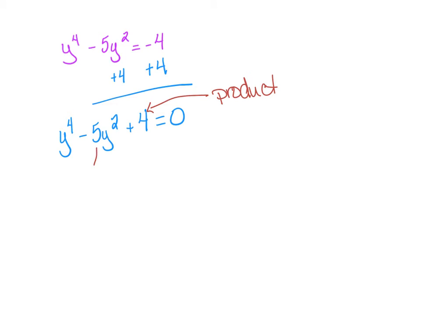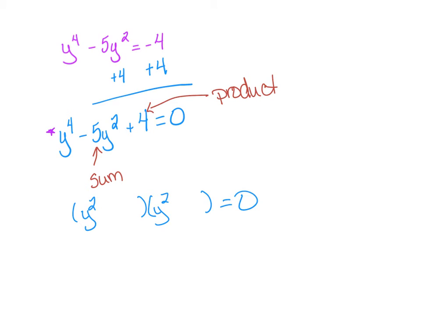Okay, and our sum is -5. So, instead of putting y as the first part of our binomial, I am going to put y squared. And the reason that I'm putting y squared is because y squared times y squared gives me y to the 4th. Y to the 4th is a perfect square. So that's kind of the part that sometimes is tricky for students.